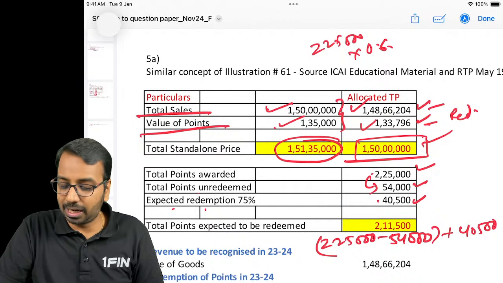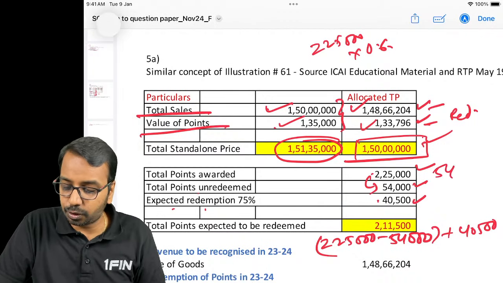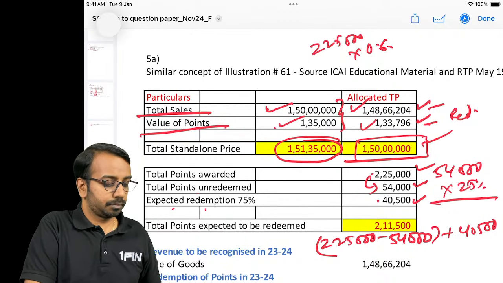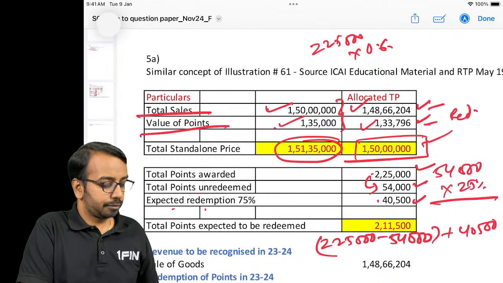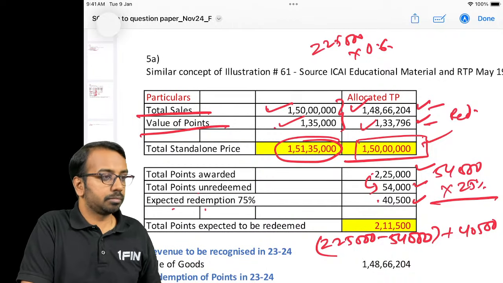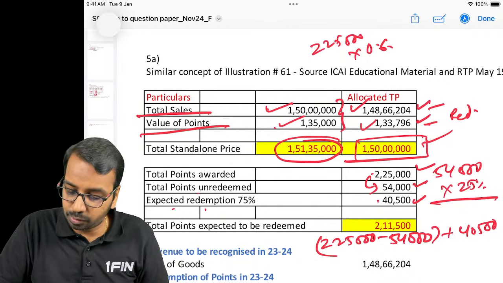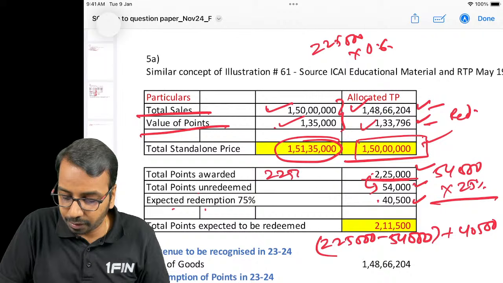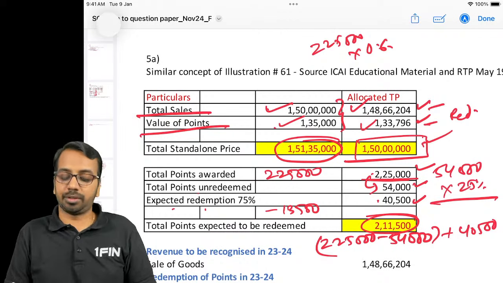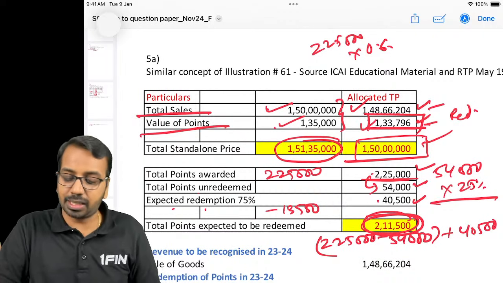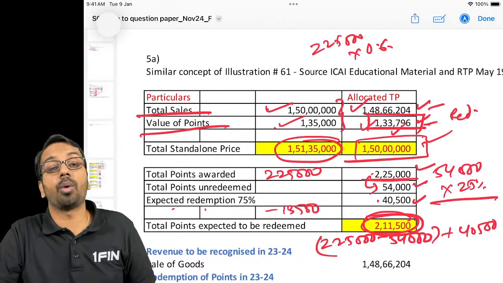Or if you want to calculate it the other way, out of this 54,000, 25% will not be redeemed. So 54,000 into 25% is 13,500. 13,500 will not be redeemed. So 225 minus 13,500, you will get total redemption 2,11,500. For this 2,11,500, my estimated transaction price or estimated sales price or the revenue is 133,796.